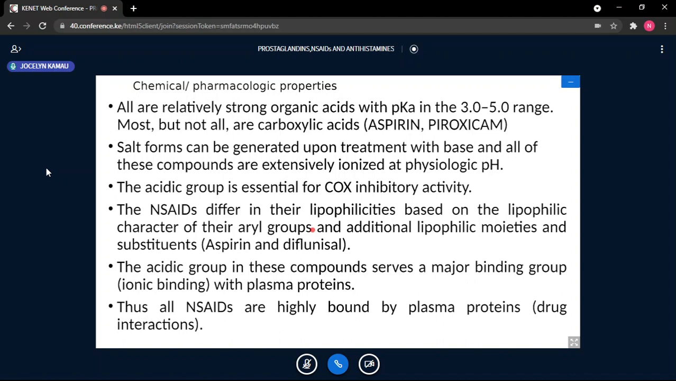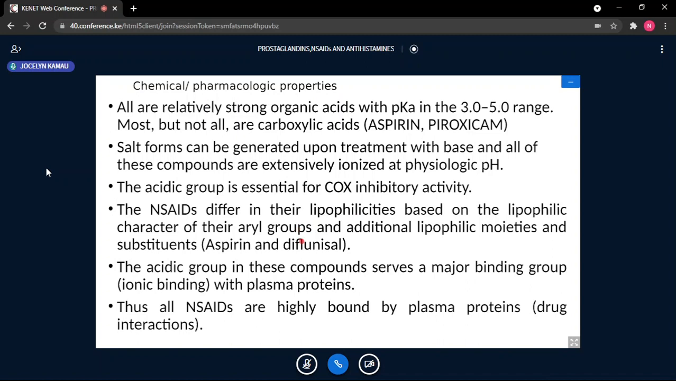So if you compare diflunisal with salicylic acid, you find that diflunisal has much higher lipid solubility because of that difluorophenyl substituent. Although it has a carboxylic group and a hydroxyl group, which give it polarity, that additional lipid group allows the drug to penetrate the membranes, and therefore diflunisal will have oral activity.